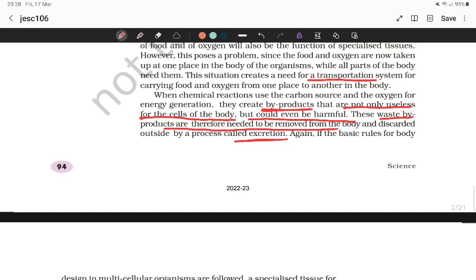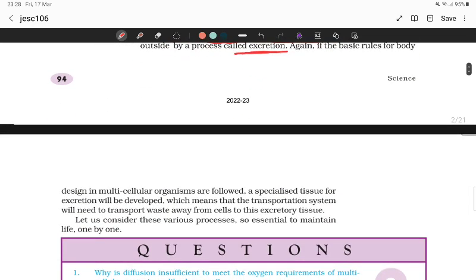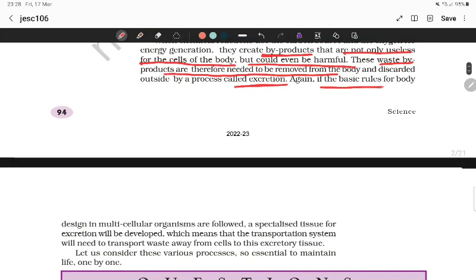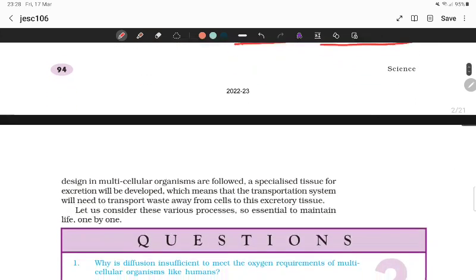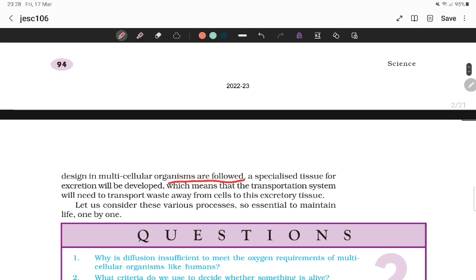of the living organism, and that is where the fourth very important attribute of the life processes becomes evident, and that is excretion. What does excretion mean? To remove the waste products from the body of the organism. So if the basic rules for the body design in multicellular organisms are followed, a specialized tissue for excretion will be developed.